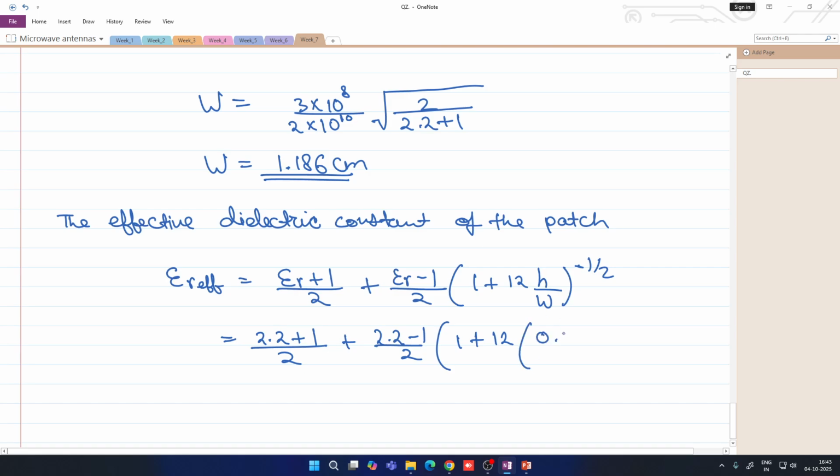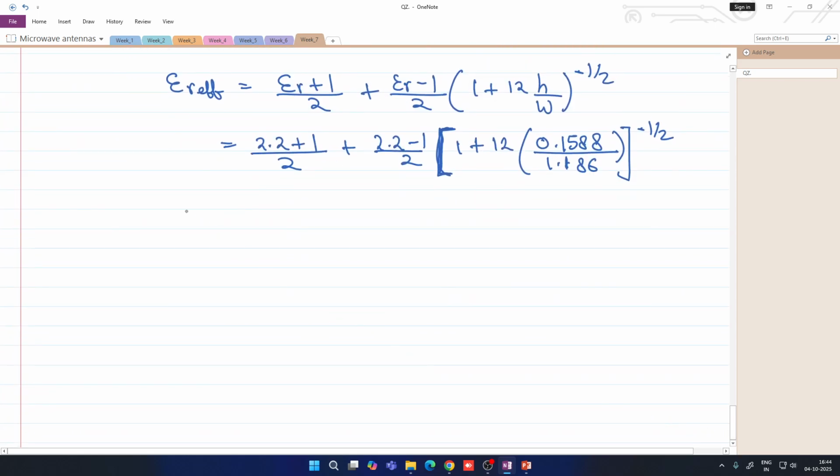The h is given as 0.1588 centimeters, and w is 1.186. I'm not converting any of them into meters because both are in centimeters, so I'm directly writing them as they are, into power minus 1 by 2. When we solve this, epsilon effective, the dielectric constant of the patch, comes out to be 1.972.